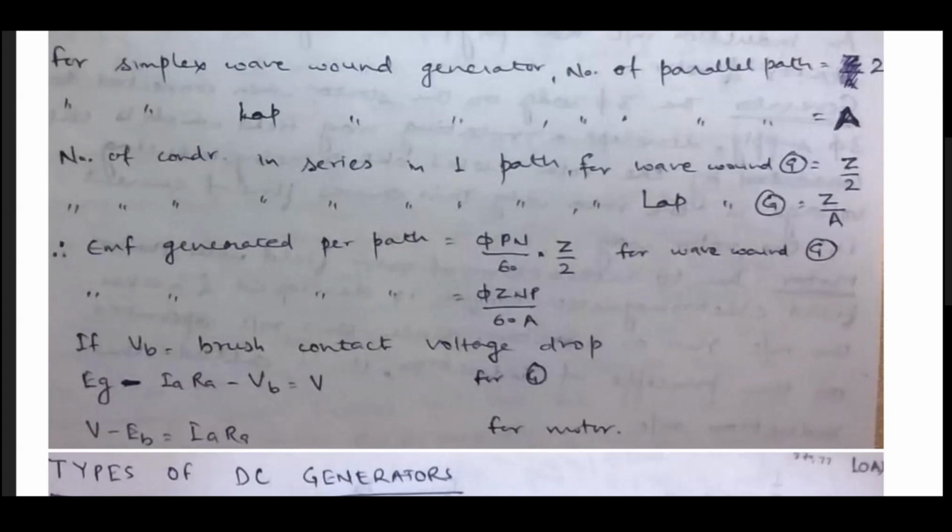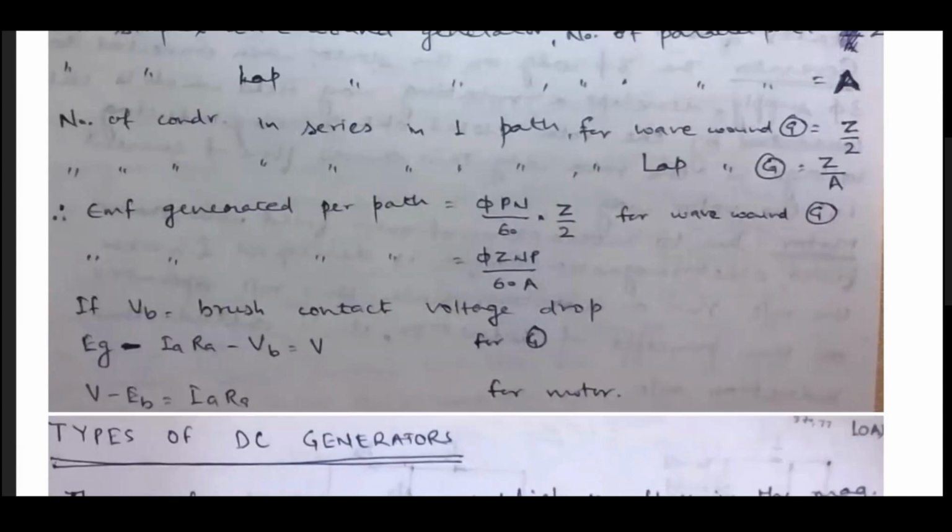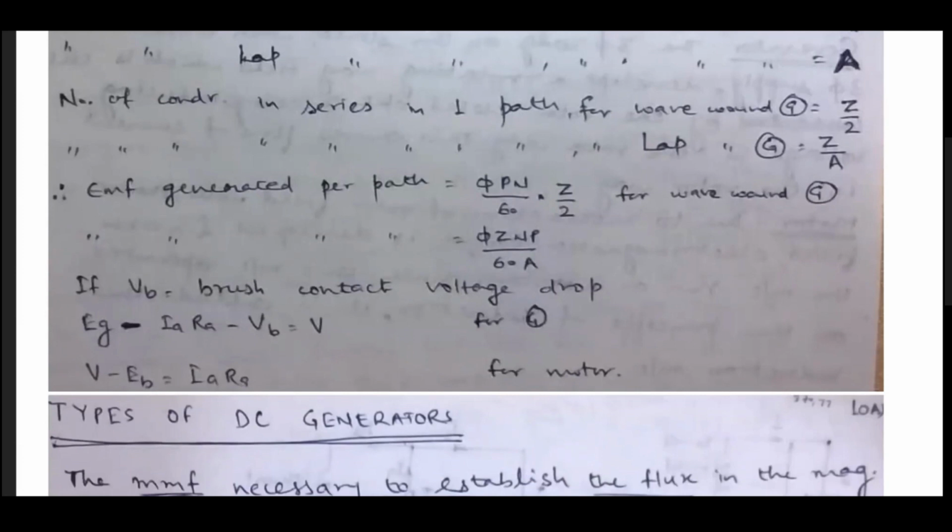When we substitute these parallel paths, the EMF generated becomes phi Z N P upon 120 for the wave wound generator, and phi Z N P upon 60A in general, which is for the lap wound generator also.